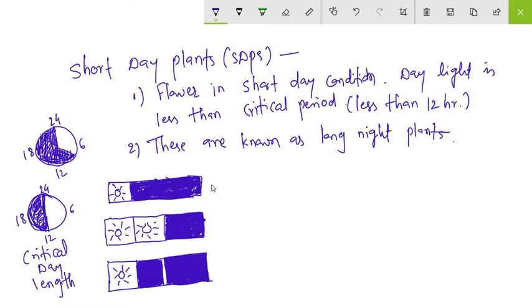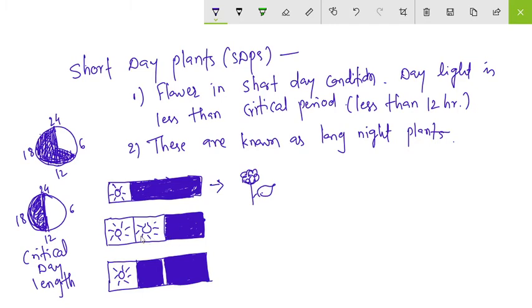In such conditions, the plant shows flowering. That is SDP, short day plant. It shows flowering when there is a continuous long night period and a short day period.